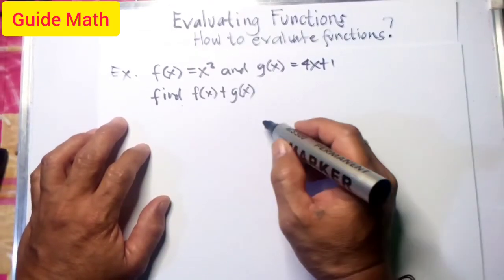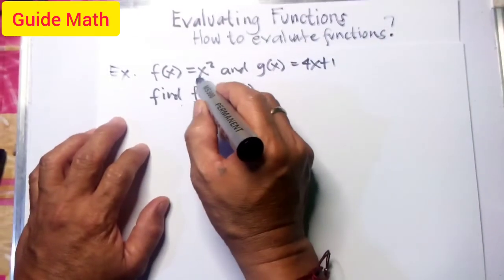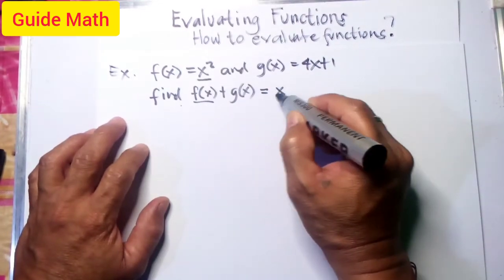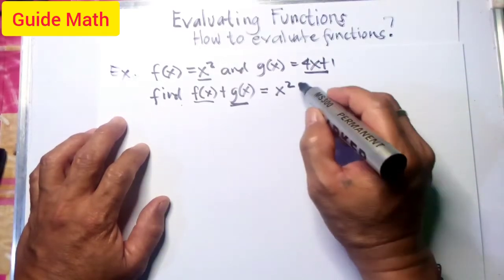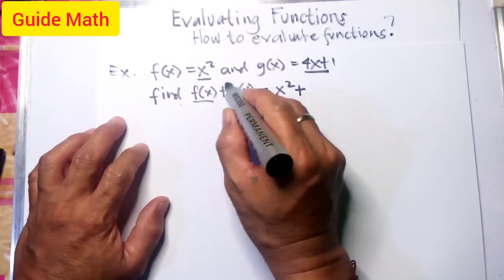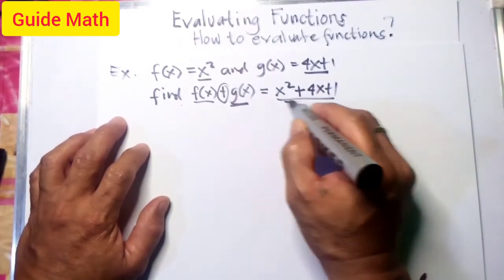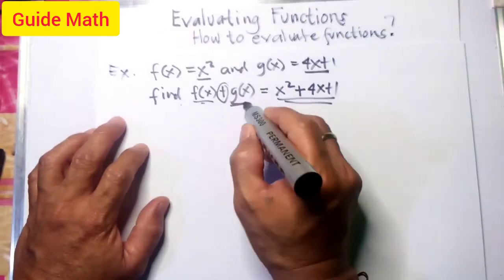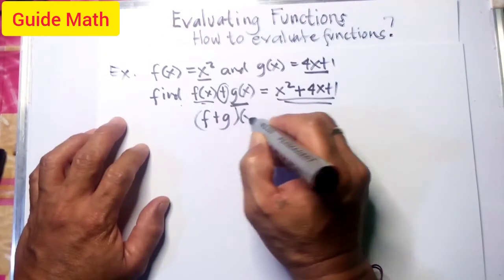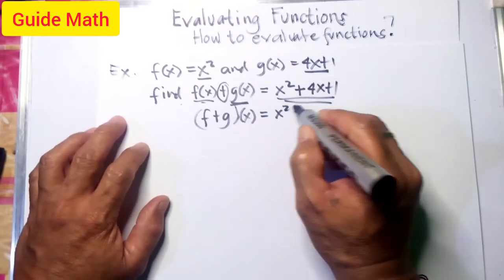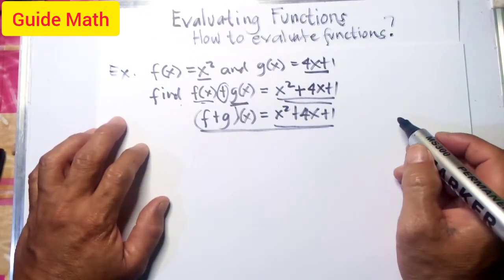In adding this, we simply substitute the whole function. This f of x will become equal to x squared. And this g of x will become equal to 4x plus 1. So plus, since we have to follow this operation, we have 4x plus 1. So this will be now your answer. But we can rewrite this in this form. Pwede natin sabihing f plus g of x is equal to x squared plus 4x plus 1. And this will be now your answer. Okay? So this is how to add.